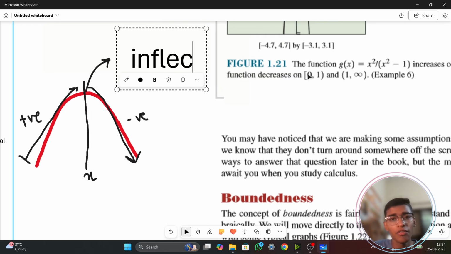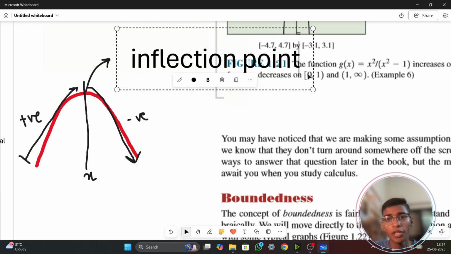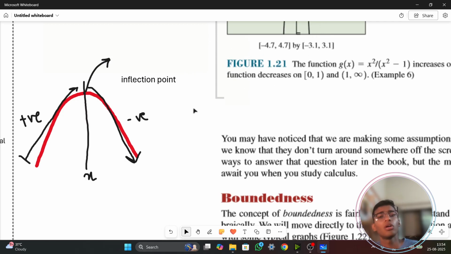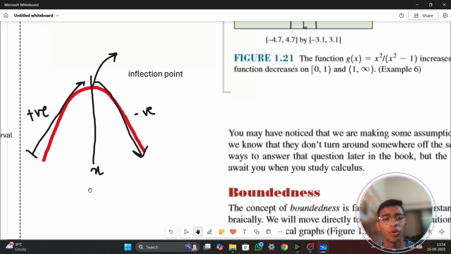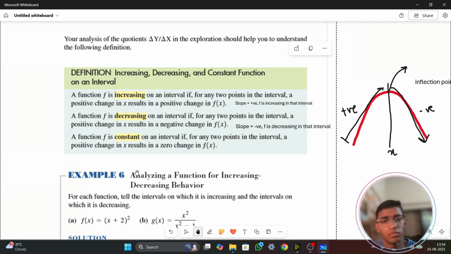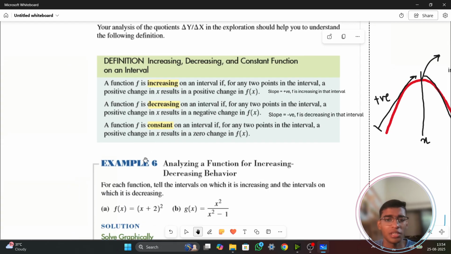What point? Inflection point. Inflection point is the point at which your curve changes. That means it becomes from positive to negative or negative to positive. It changes its original trajectory. Now, third is constant. Constant means your slope has to be a constant value or zero. It is not changing actually.